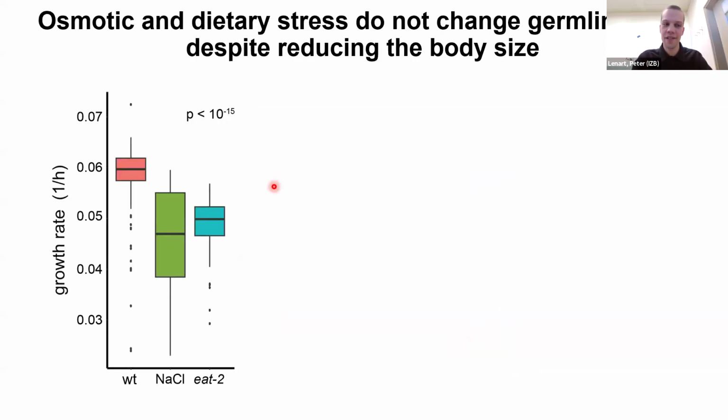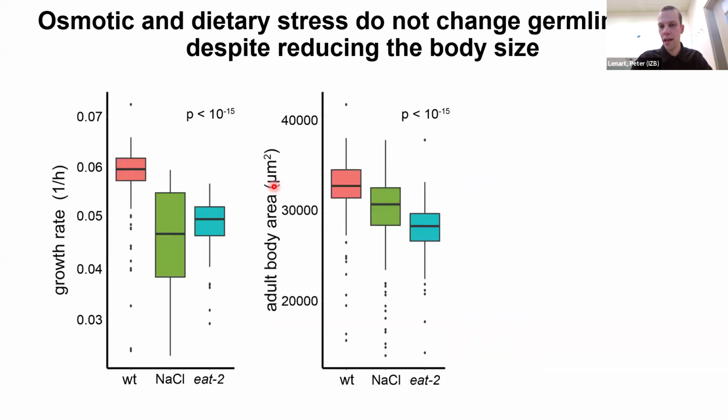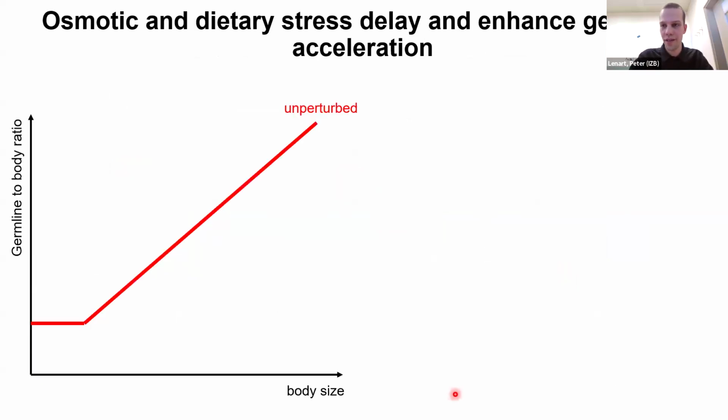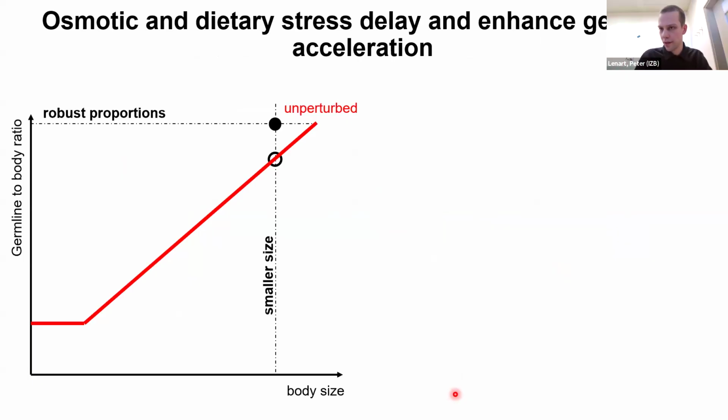Following both these stresses, worms grow slower, and they also end up being smaller. But perhaps surprisingly, their germline to body proportions at entry to adulthood are the same as in the control condition. So how do they achieve this? As I told you before, if germline and soma reacted proportionally to these stresses, the smaller worms should also have smaller germline to body proportions. But it is not what we observe.